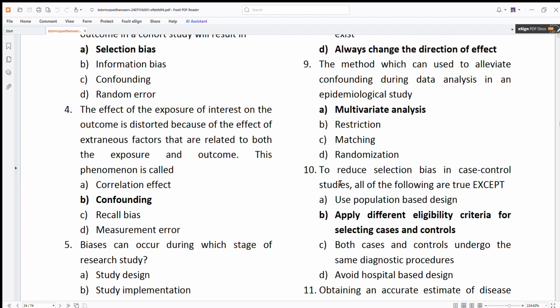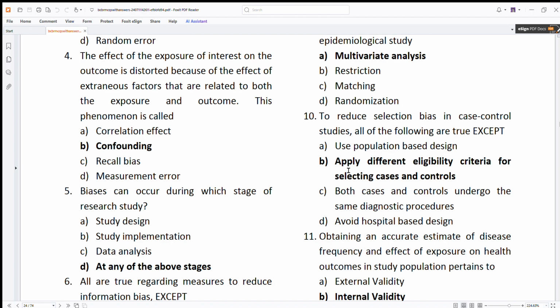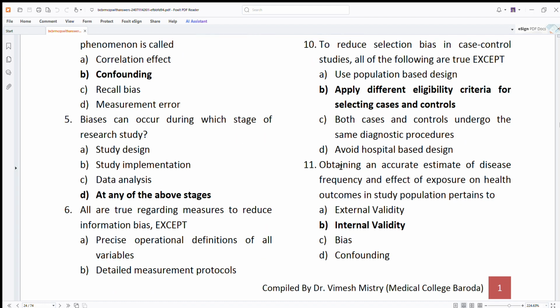To reduce selection bias in case control studies, the following are true except: apply different eligibility criteria for selecting cases and controls. To reduce selection bias, we will use a population-based design, yes. Both cases and controls use the same diagnostic criteria, yes. We avoid hospital-based design, yes. Apply different eligibility? No, if you would apply different criteria, then there will be selection bias.